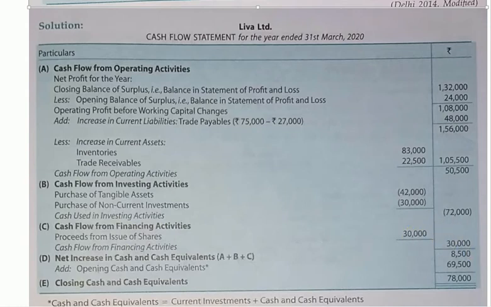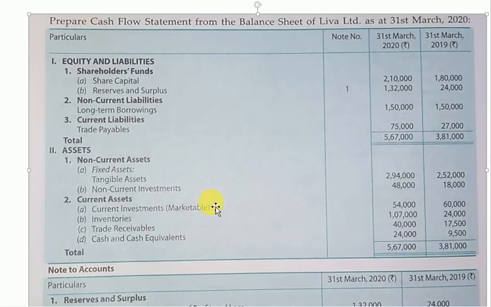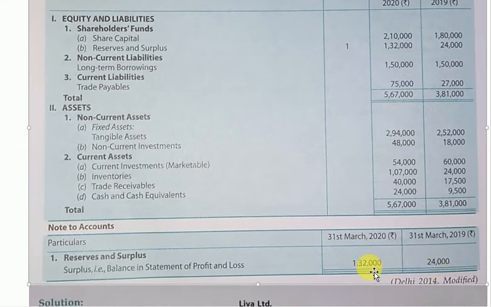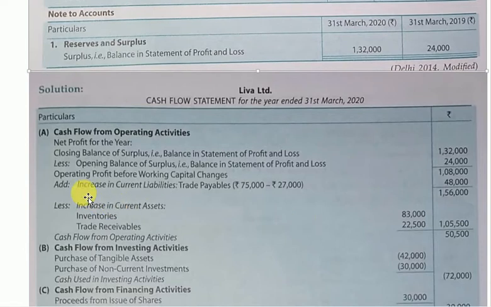Now let's go back to the question. The next thing was reserves and surplus, which is having a note number. So we go to the notes to accounts. Previous year 24,000, current year it is 1,32,000. So current year minus previous year is the net profit during the year. So we'll subtract 1,32,000 minus 24,000. And where is it written? It is written as the first heading for operating activity. Net profit for the year 1,32,000 minus 24, that is 1,08,000. You may directly write down 1,08,000, children. There is no need of writing this 132 and 24. This you may show it here in bracket or you may not show it, but directly you can write 1,08,000 net profit. So two elements of your question are clear.